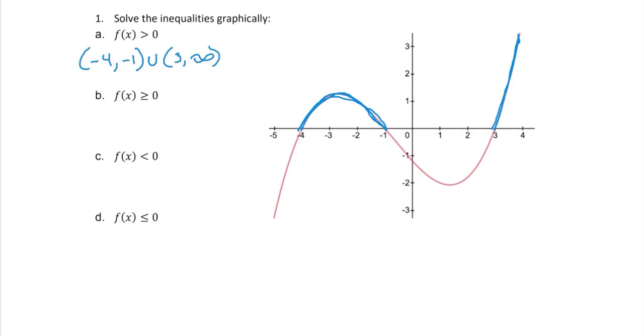Notice in example B, it's very similar to A. This time, f of x is greater than or equal to 0. So we're asking where is the function above the x-axis or on the x-axis. So it's very subtle. The only difference is we can now include those x-intercepts. So we'll bracket the -4, bracket the -1, bracket the 3, infinity stays a parenthesis.